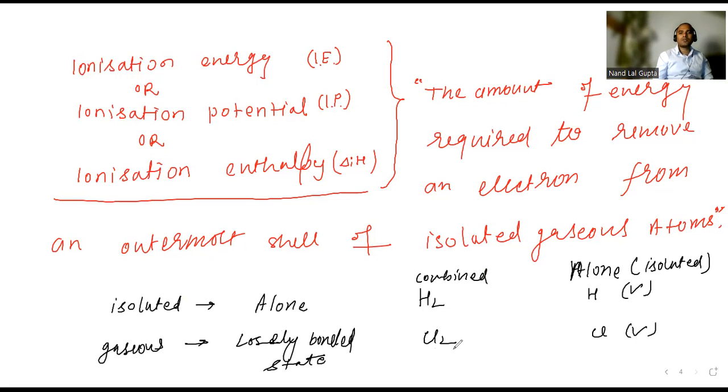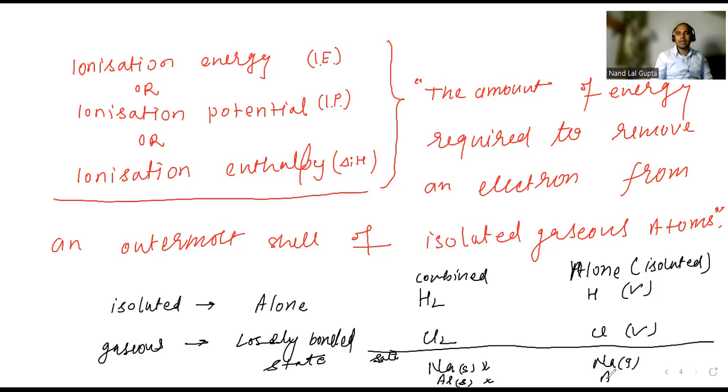So suppose Na is there, and here I am writing the state. If you are talking about state, we need not take the solid state. What we have to take is Na gaseous, right? If you are having aluminium, Al, we should not take the solid state. What we have to take is Al in the gaseous form, right? So firstly, you have to understand these terms required for ionization energy. What are they saying? The amount of energy required to remove an electron, one electron.